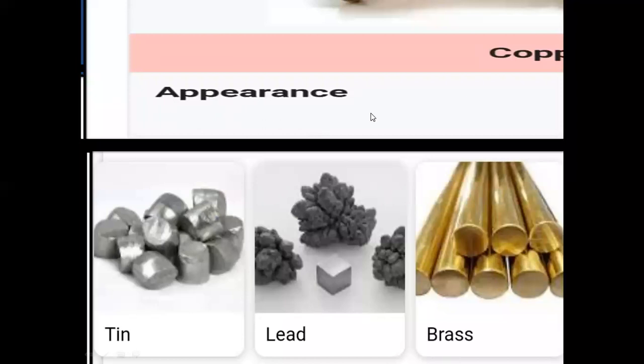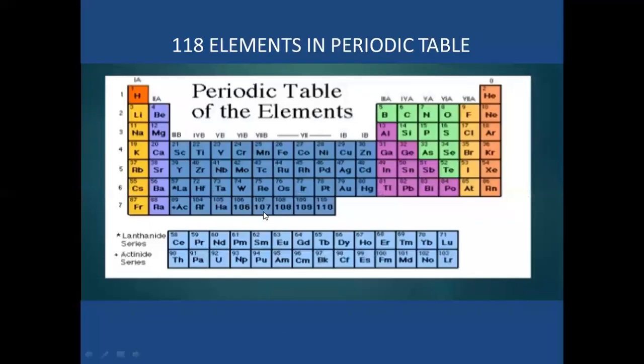Then I have some examples of elements. You can see tin, lead, brass. Brass is an alloy of copper. If we break them down, the tin will remain tin, lead will remain lead, and brass will remain brass. They will not change into any other form. In the periodic table, I told you 118 elements are present, and all these are elements, and each element has specific or fixed properties.